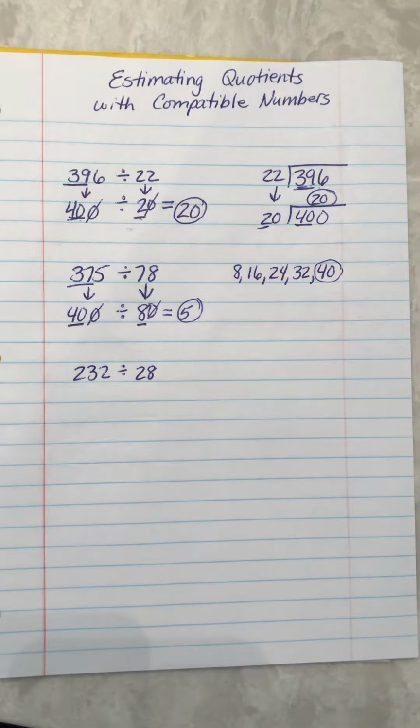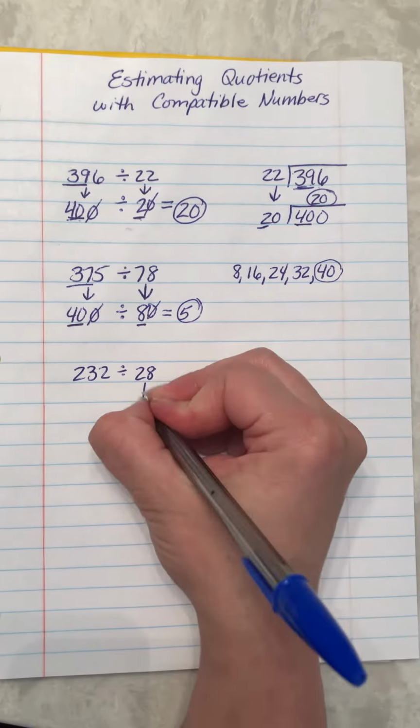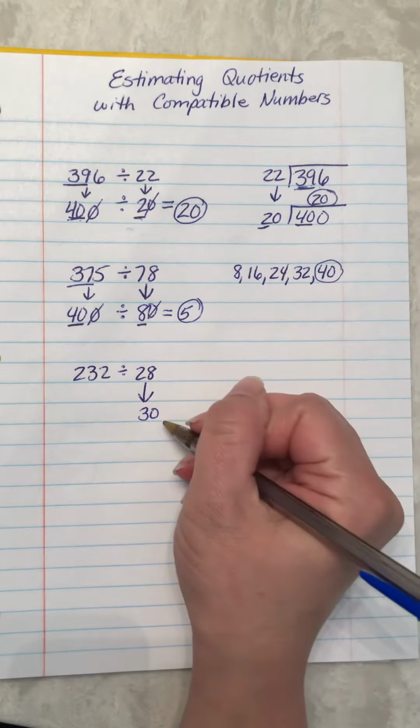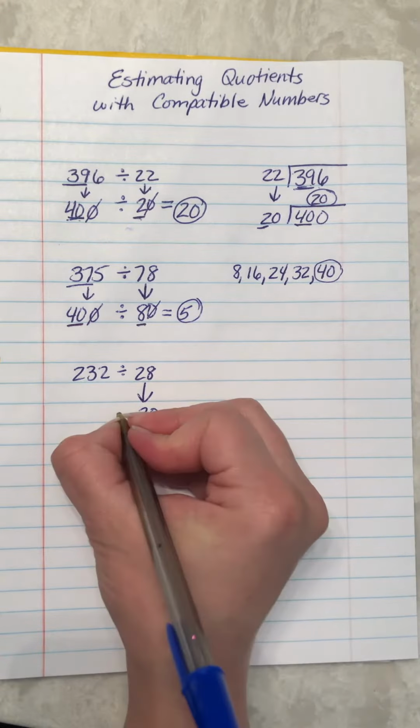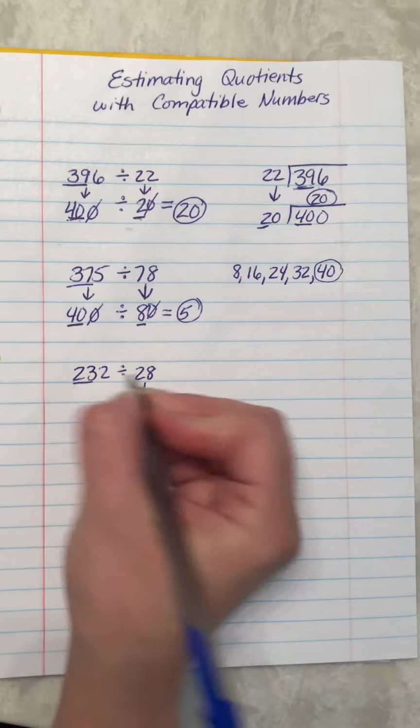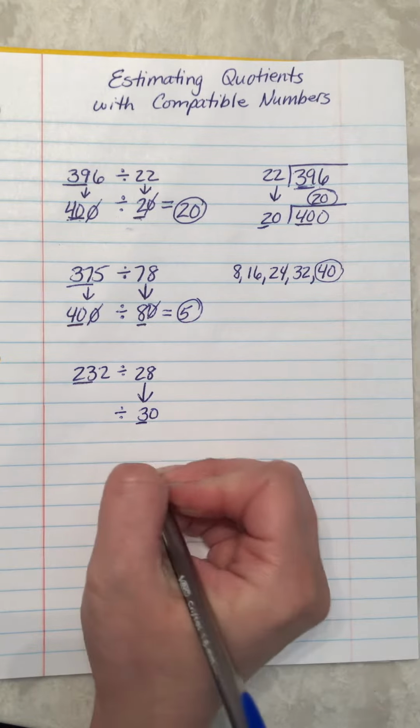All right, let's do one more. First up, 28 is going to change to 30. Again, you want it to end in a 0. And then we have 232. So underline the first two digits and the first digit of your divisor.